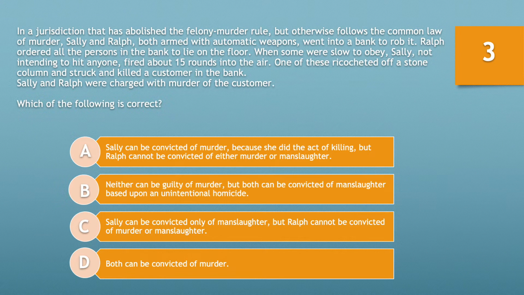Which of the following is correct? A. Sally can be convicted of murder because she did the act of killing, but Ralph cannot be convicted of either murder or manslaughter. B. Neither can be guilty of murder, but both can be convicted of manslaughter based upon unintentional homicide. C. Sally can be convicted only of manslaughter, but Ralph cannot be convicted of murder or manslaughter. Or D. Both can be convicted of murder. Take 10 seconds.